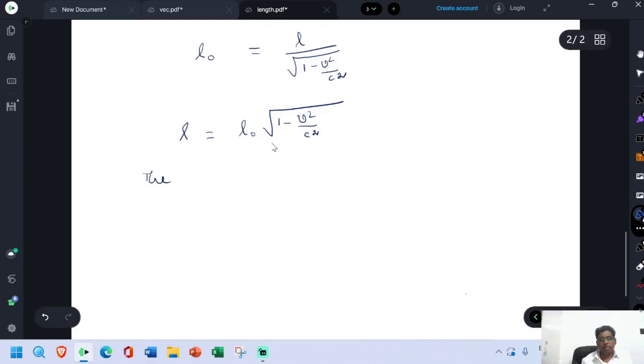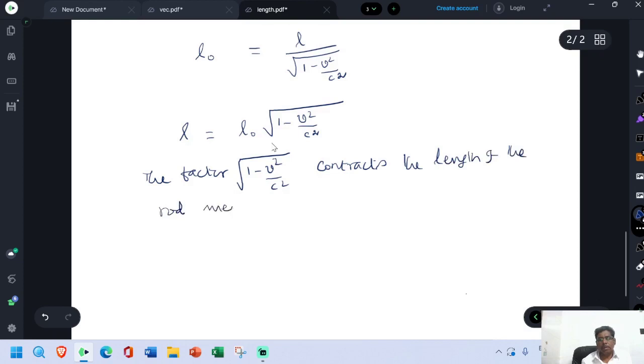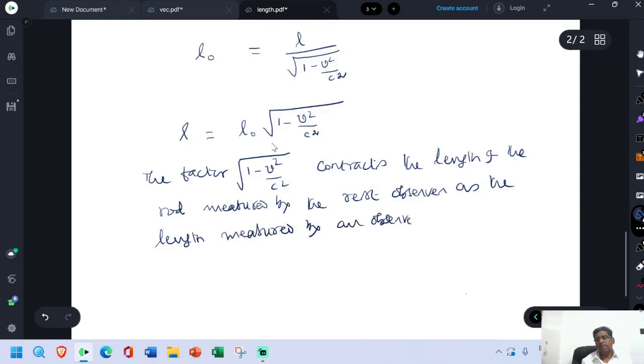The factor one minus V square by C square inside the root contracts the length of the rod measured by the rest observer as the length measured by an observer in motion, that is L less than L naught.